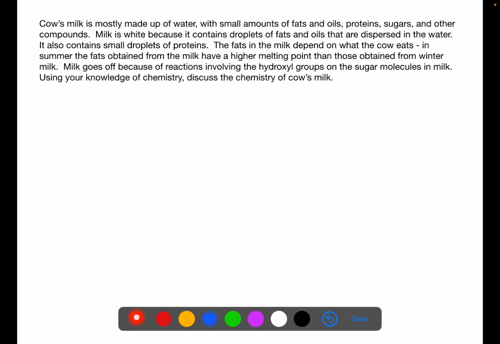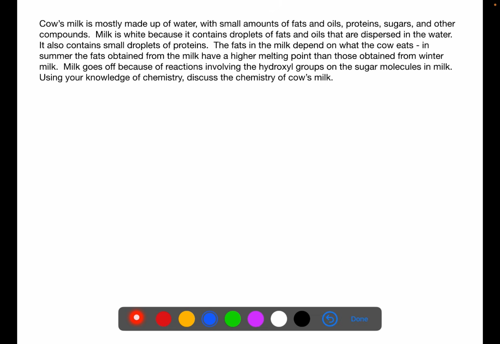Cow's milk is mostly made up of water with small amounts of fats and oils, proteins, sugars, and other compounds. Milk is white because it contains droplets of fats and oils that are dispersed in the water. It also contains small droplets of proteins. The fats in the milk depend on what the cow eats. In summer, the fats obtained from the milk have a higher melting point than those obtained from winter milk. Milk goes off because of reactions involving the hydroxyl groups on the sugar molecules in milk. Using your knowledge of chemistry, discuss the chemistry of cow's milk.